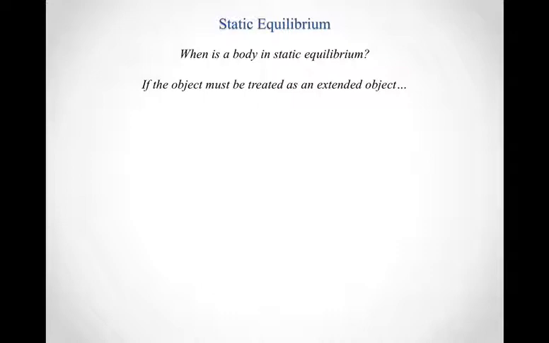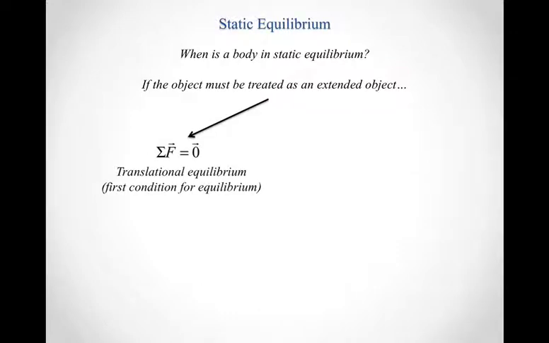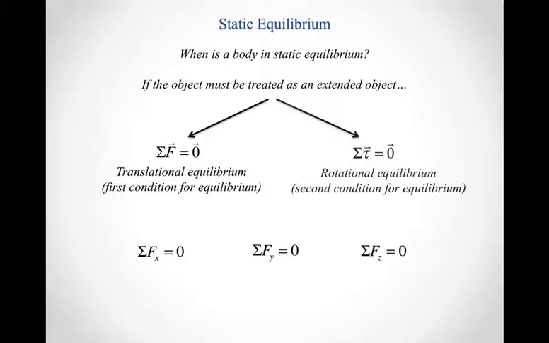On the other hand, if your object must be treated as an extended object, well, now not only do you need to have translational equilibrium, where the sum of the forces add up to 0, giving us our x, y, and z component equations for the net force, but you also need rotational equilibrium, which tells you that the net torque acting on the object also equals 0. This is our second condition for equilibrium. We don't need to satisfy this second condition when our object is a point mass. So this only becomes an issue once we've let our objects be extended objects.